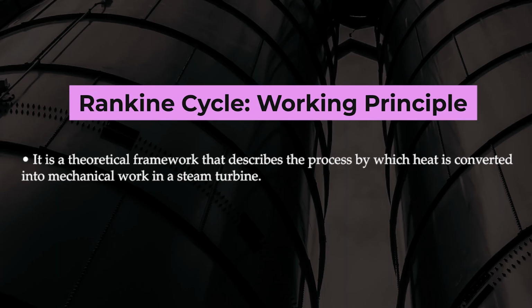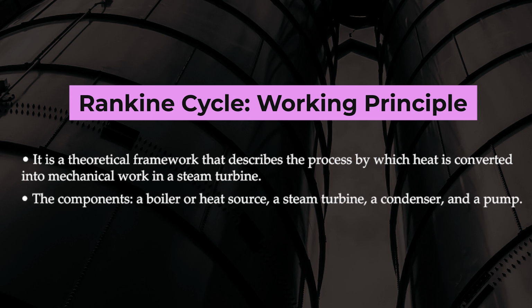Here we will see the working of the Rankine cycle one by one. As we have already discussed, the Rankine cycle is a theoretical framework that describes the process by which heat is converted into mechanical work in a steam turbine. The components are a boiler or heat source, a steam turbine, a condenser and a pump.